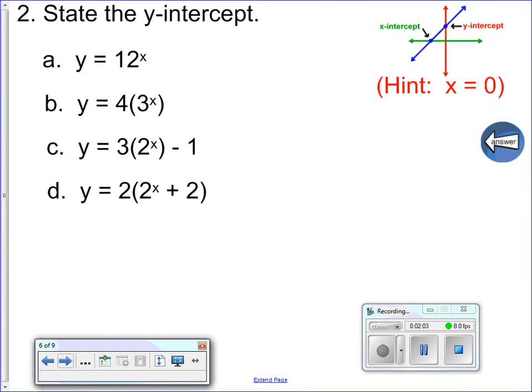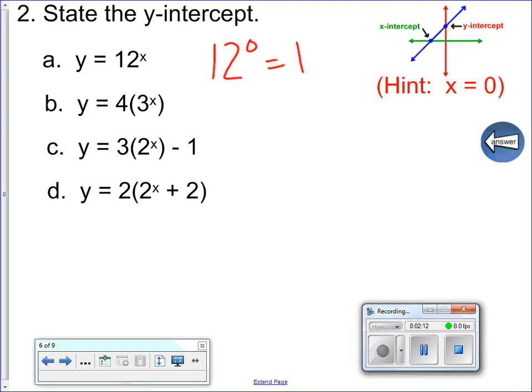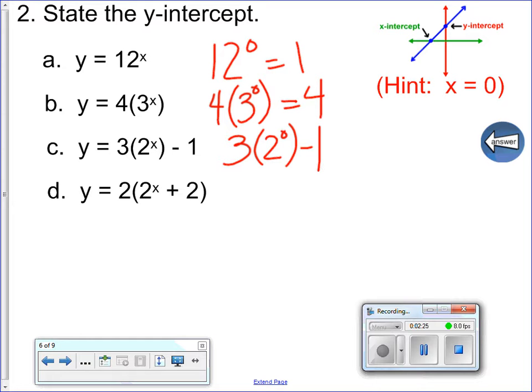State the y-intercept. For the y-intercept, that's when x is 0. So 12 to the power of 0 equals 1. This one is 4 times 3 to the power of 0, so 4 times 1 is 4. This is 3 times 2 to the power of 0 minus 1, so 3 times 1, because 2 to the power of 0 is 1, minus 1 equals 2. And this one is 2 times the quantity 2 to the power of 0 plus 2, so that's 1 plus 2, so that's 3 times 2 is 6.